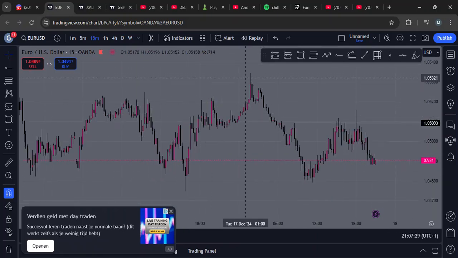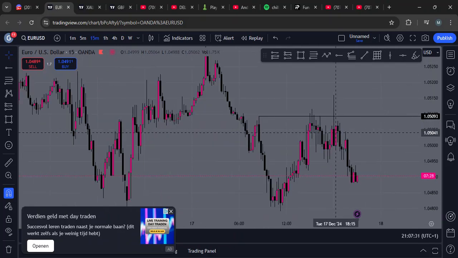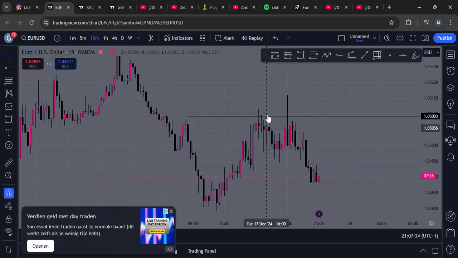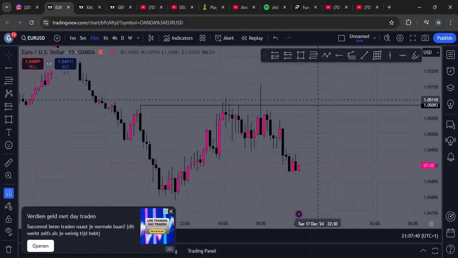So EU 15-minute was going down a lot. Then you had this major high get liquidated. If you looked for sells, you would have caught a sell. If you looked for buys in here, you would have lost. So that's why when you get a liquidity sweep, you want to look for an entry model and enter with a good trade.